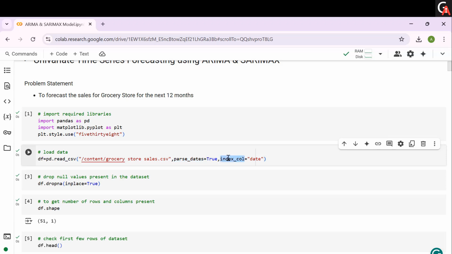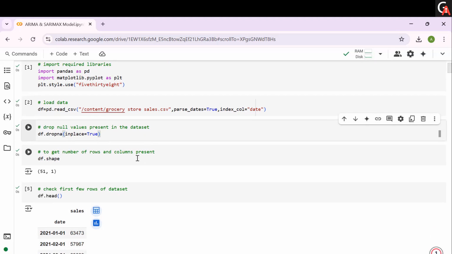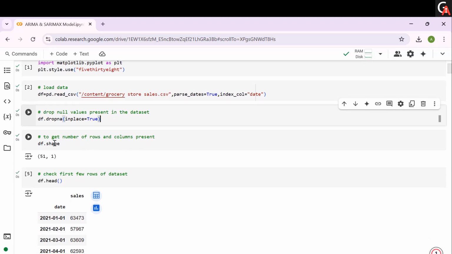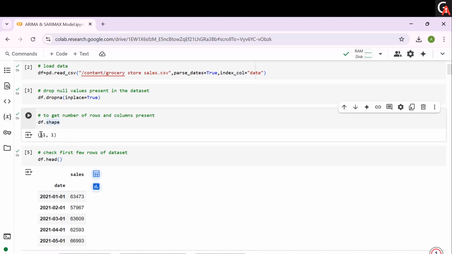Then I have set the index column as date so that our data frame will have only a single column called sales, as we are performing univariate time series forecasting. Now I have dropped any null values that are present in the data set. Then, to check how many rows and how many columns we have, I have used the shape attribute on our data frame. Once you do that, you will see that there are 51 rows, that is 51 records, and one column, which is sales.